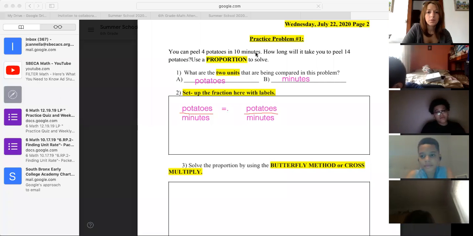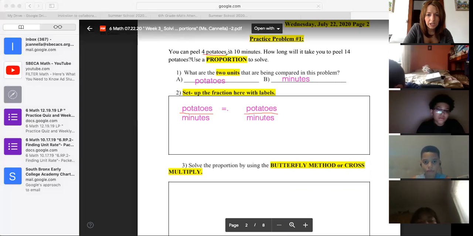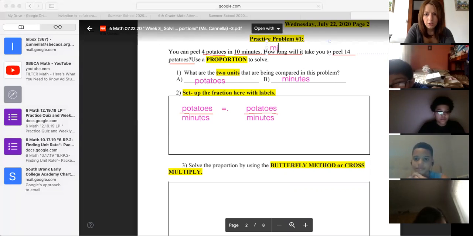All right. So now that we got that, all we got to do now is substitute the numbers. So let's look at the problem that Denzel and I read. Denzel and I said that there are 4 potatoes for 10 minutes. How long will it take to peel 14 potatoes? So in the second question, we're looking for the minutes. So when it says how long here, you're going to write this is looking for the minutes. Okay? So now let's go fill it in at the bottom of our paper.